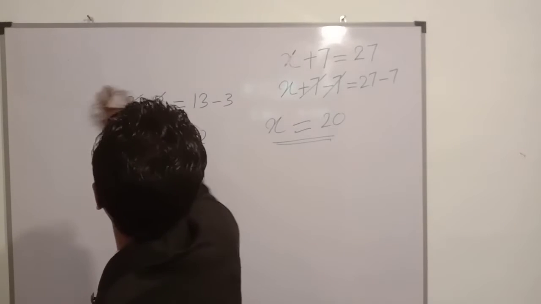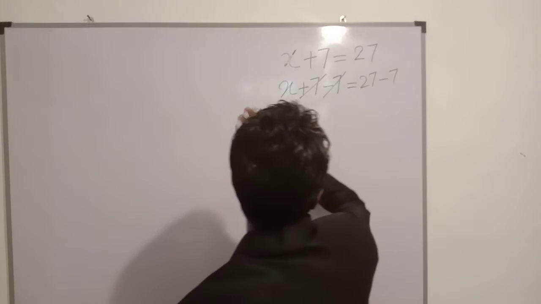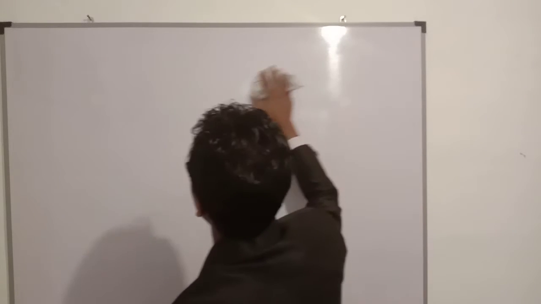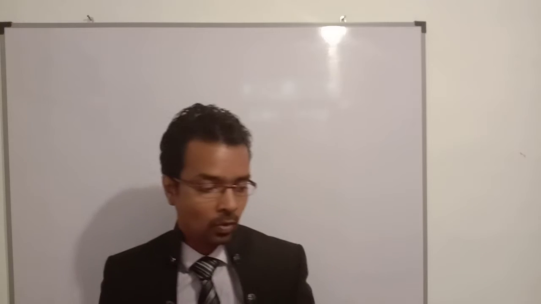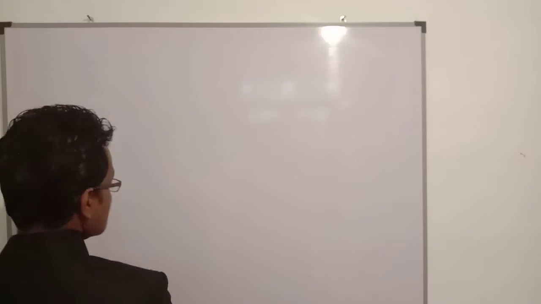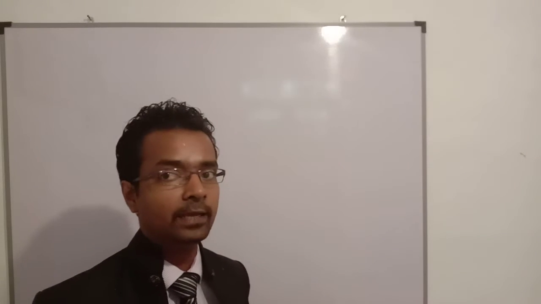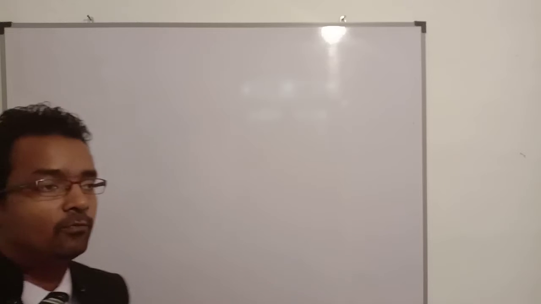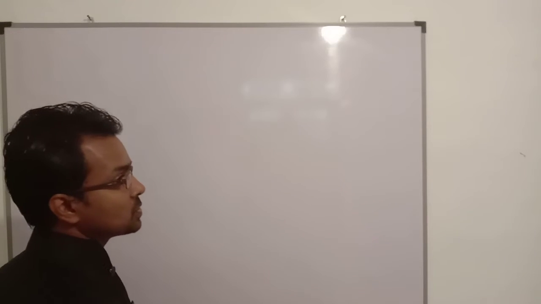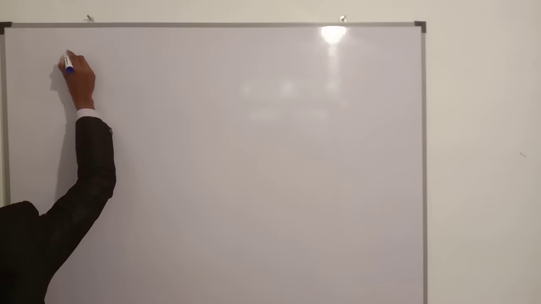In a simple equation, you can see only one variable. Taking its value is called solving the simple equation. That's the process of finding its value. Taking the value of the variable is called solving that simple equation. I will take another example.